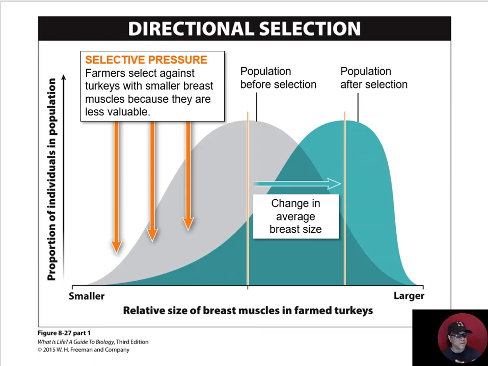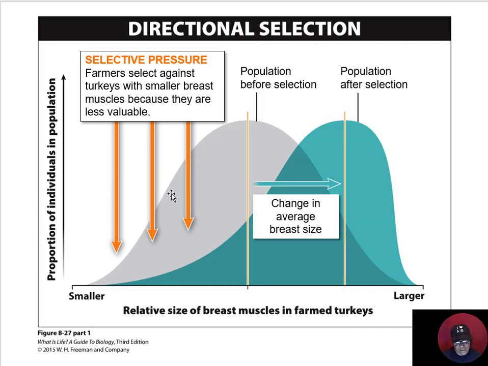We've done the same thing with farm turkeys. So this is the proportion of individuals in the population here on our Y, the relative size of breast muscle in farm turkeys, because that's what we like to eat for Thanksgiving, the turkey breast, right? And what we see is that here's the smaller turkey breast, here's the larger turkey breast over here to the right. We see that farmers started to select against turkeys with smaller breast muscles because they're less valuable, right? If you go to the store and you see this turkey and it's got this teeny tiny concave breast with very little meat, you're not going to buy it, right?